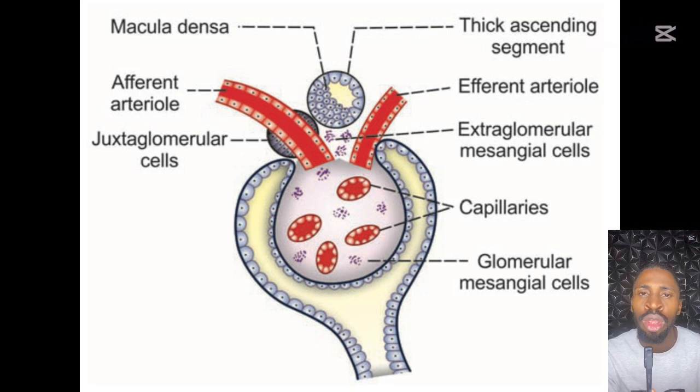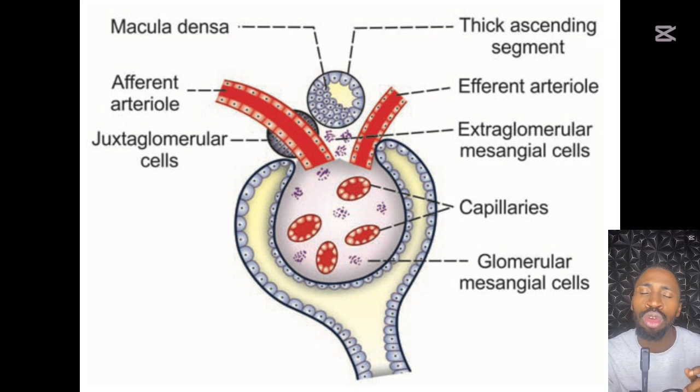Juxtaglomerular cells are present in the smooth muscle wall of the afferent renal arteries just before they enter the Bowman's capsule. They are present in the smooth muscle wall, usually the tunica media and the adventitia. They are wrapped around that place and hold it like a cuff, forming what we call the polar cushion of Parkinson, which helps to regulate the inflow of blood through the afferent arteries.